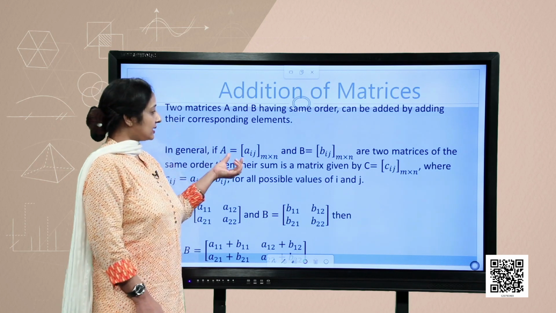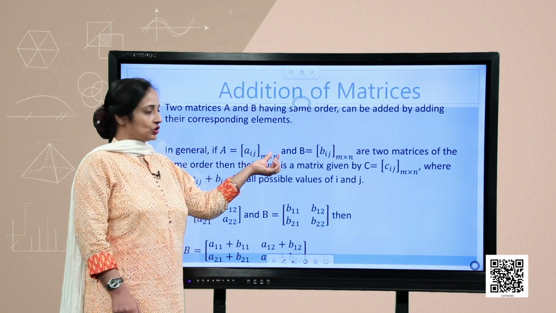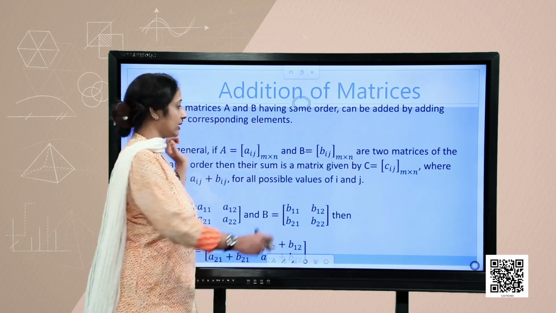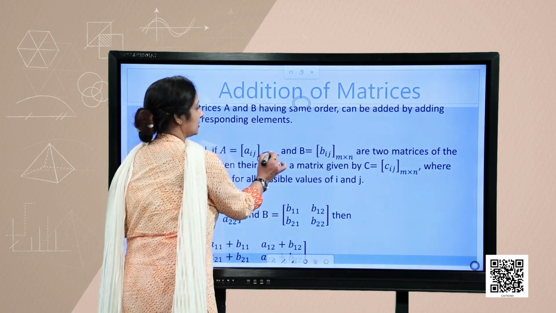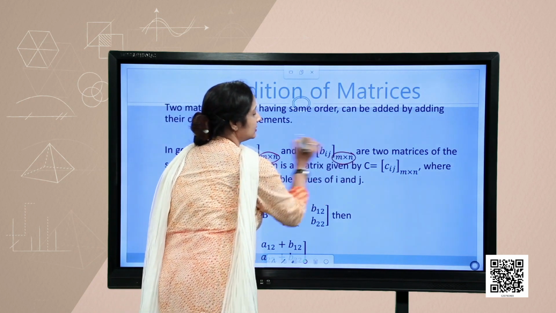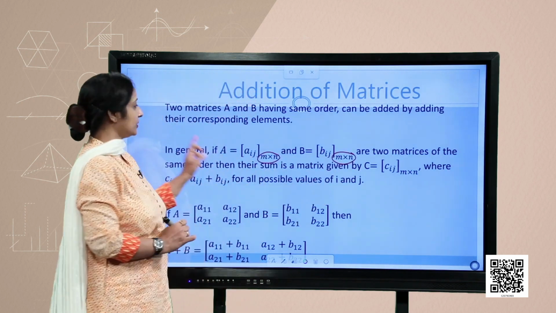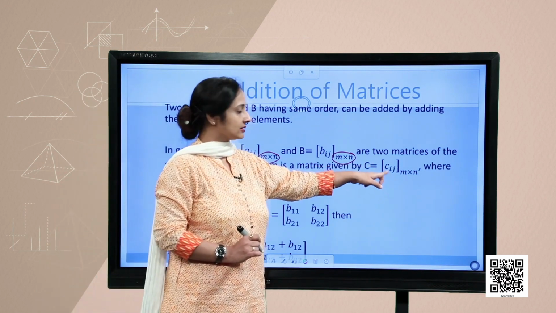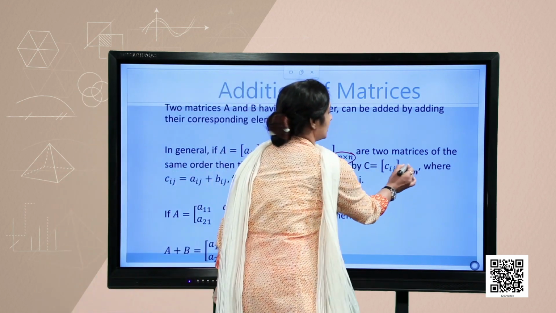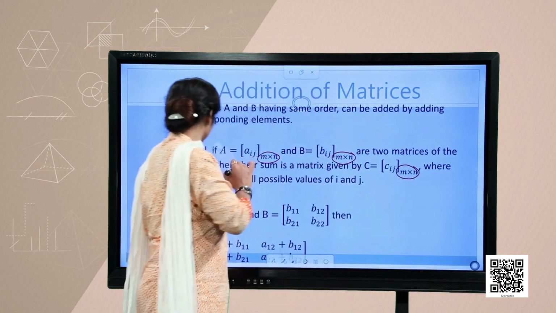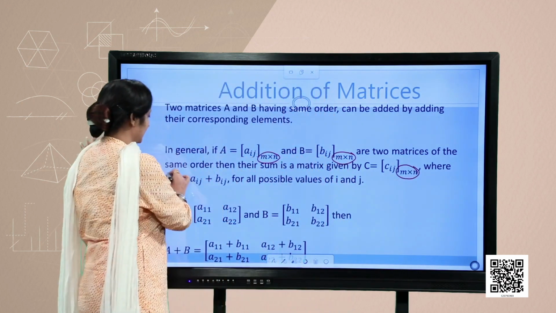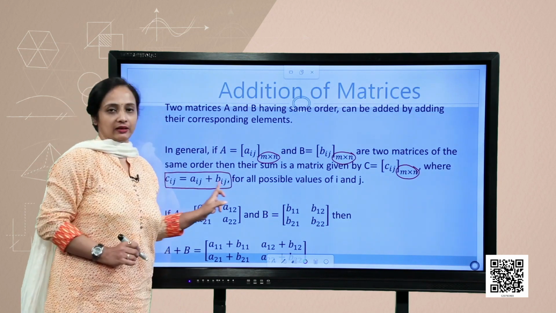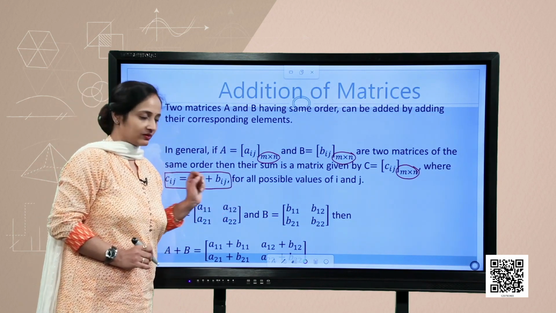In general, I can say that A is equal to [aij] of order m by n and B is equal to [bij] of order m by n. You must take care that the orders of both the matrices are to be equal. Only then you can add them to obtain another matrix C, and the order of C is also m by n. So, cij, all the elements, can be obtained by adding the corresponding elements of the matrices.